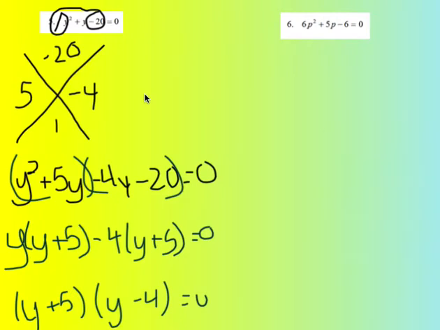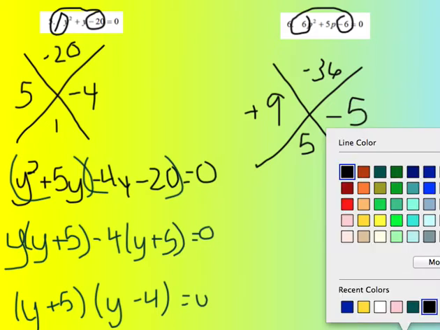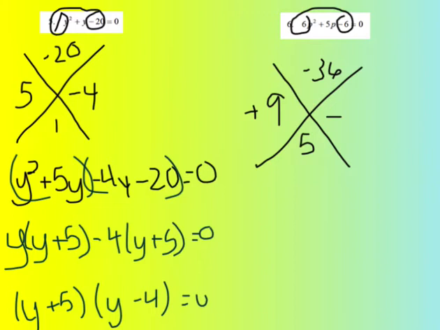So for number 6, you need to set up your x. So you're going to have to multiply 6 times a negative 6, and that's going to give you a negative 36. So you're multiplying to a negative 36 and adding to 5. Well, we need to have a positive and a negative factor to multiply to negative 36. So that's a positive 9 and a negative 5. So now, or negative 4, I'm sorry. Negative 4. So now I'm ready to factor by grouping.